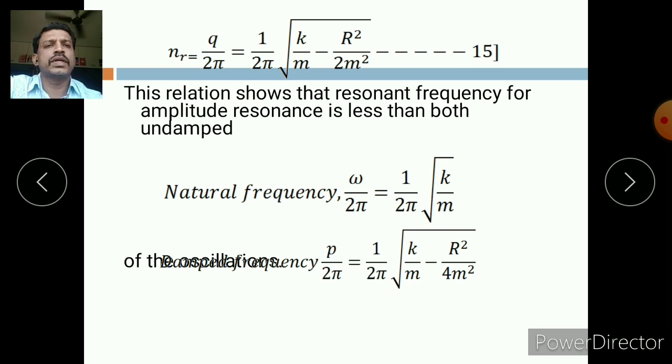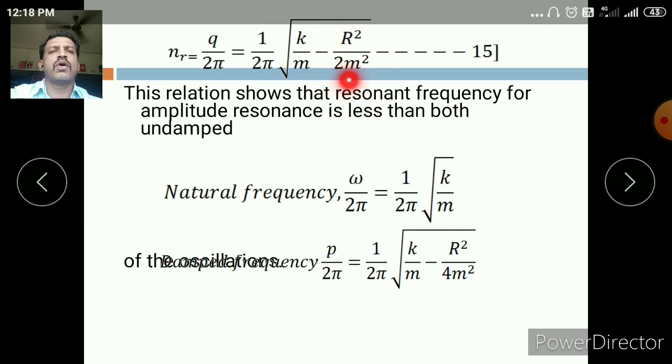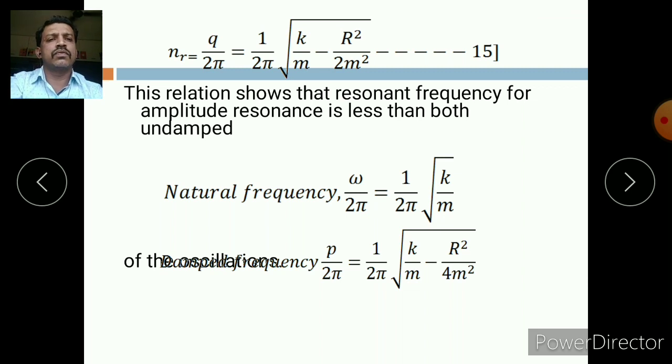So if we put the value of q, that is under root k by m minus r square upon 2m square, you will get nr equal to q upon 2 pi equal to 1 upon 2 pi under root k by m minus r square upon 2m square. The natural frequency, that is omega upon 2 pi, equal to 1 upon 2 pi under root k by m. Here we consider that the r square upon 2m square part may be 0, therefore here you will get 1 upon 2 pi under root k by m.